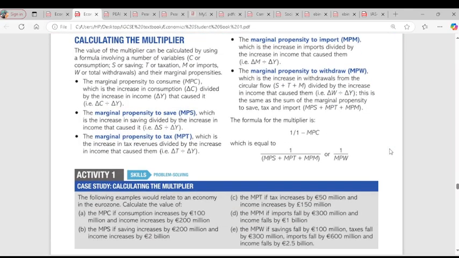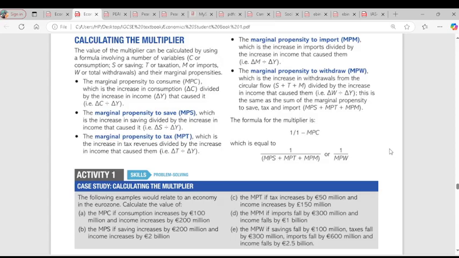Calculating the multiplier. The value of the multiplier can be calculated by using a formula involving a number of variables such as consumption, saving, taxation, imports, or total withdrawals. We're going to start with consumption, which is the marginal propensities. Marginal propensity to consume is the increase in consumption divided by the increase in income. So as soon as your consumption increases, you divide it by the increase in income. That is marginal propensity to consume.